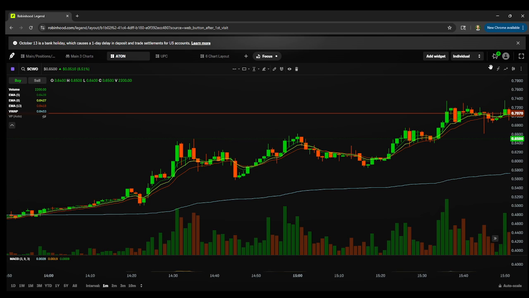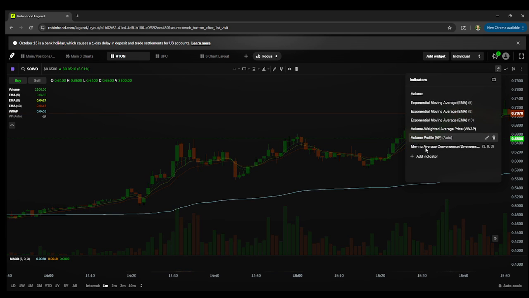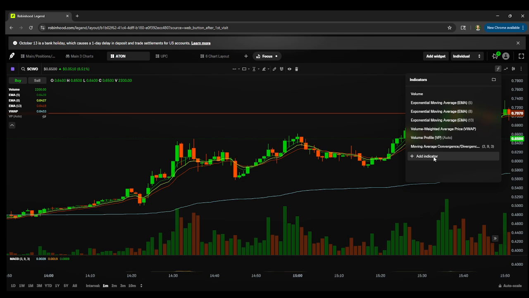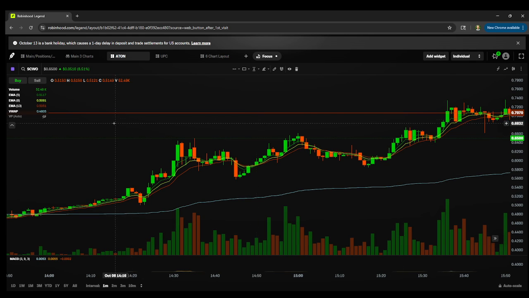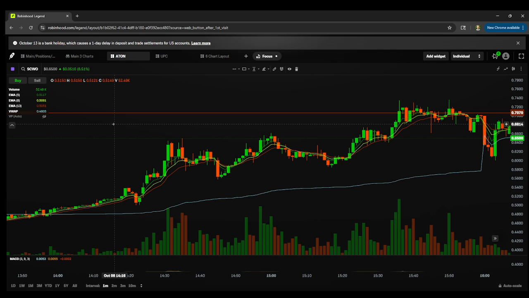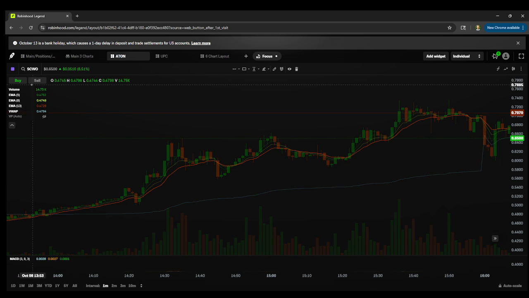So for Robinhood, it's up here in the right-hand corner. You click on indicators, you go to add indicator. You will see EMA as one of the top ones. You will add 3 EMAs. Now, by default, your broker will probably add them at something like 21, 50, 100, 150, and 200 EMA. So don't worry about how it adds them.